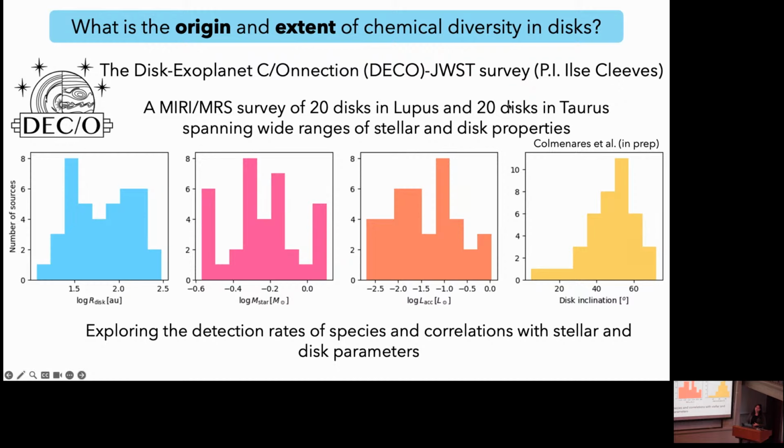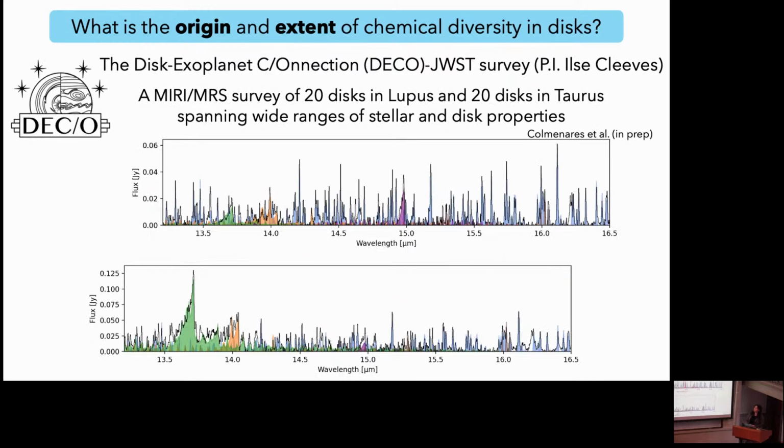So we have a survey of 20 disks in Lupus and 20 disks in Taurus. And they have, as you can see here, wide ranges of disk and stellar parameters: disk radius, stellar mass, accretion rate, inclination, among many others. What I'm trying to do in this project is exploring the detection rates across all these parameters and seeing how these correlate with the stellar and disk parameters. And here's what some of the spectra look like.